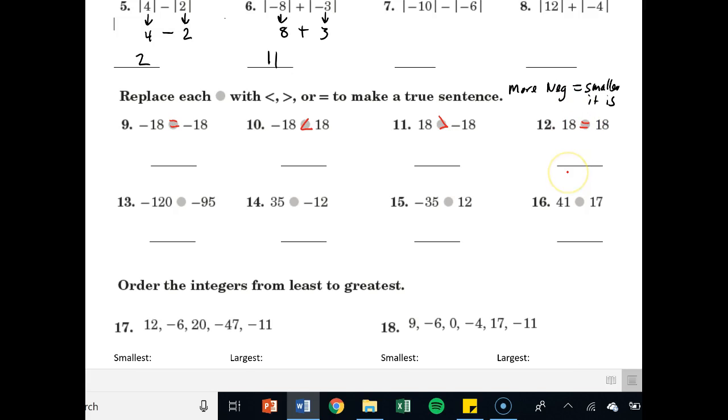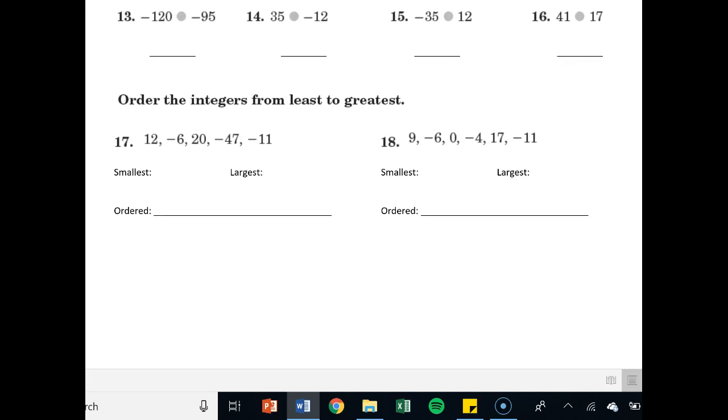So I'll leave you guys 13 through 16. And lastly, 17, it says order the integers from least to greatest. So our very smallest number on here, negative 47. That is the smallest number no matter what. The biggest number is the most positive number, that's 20.